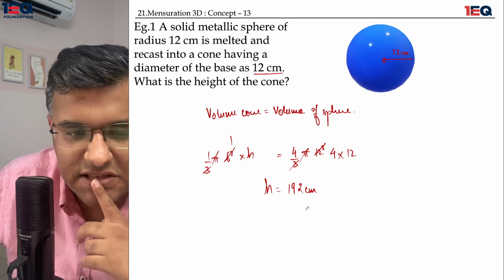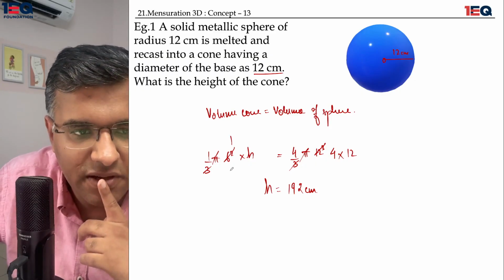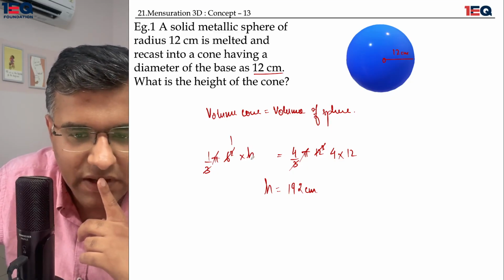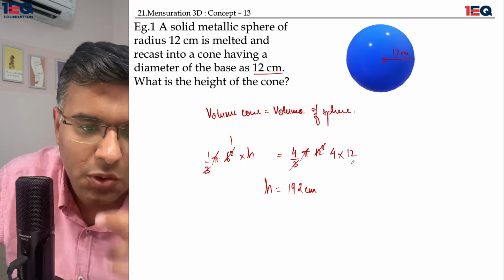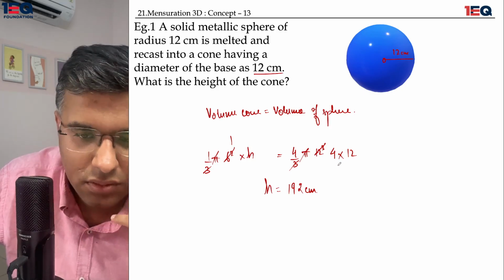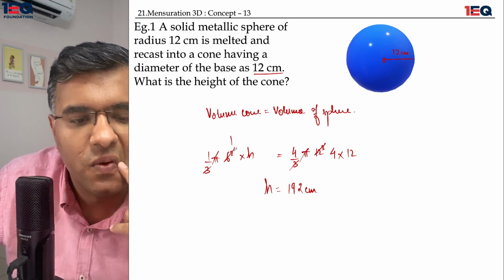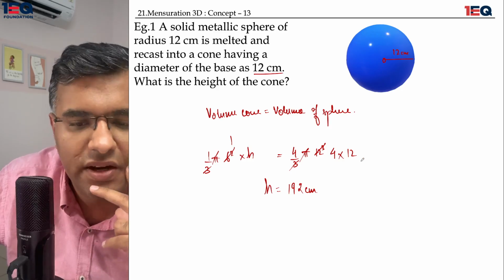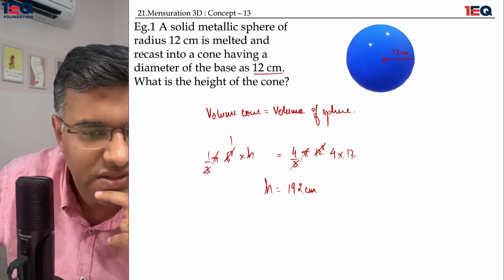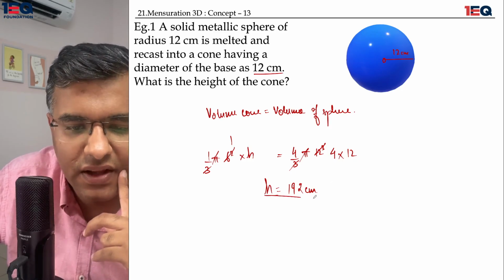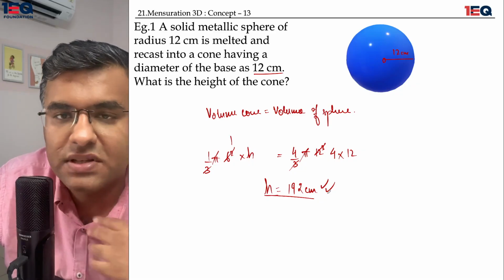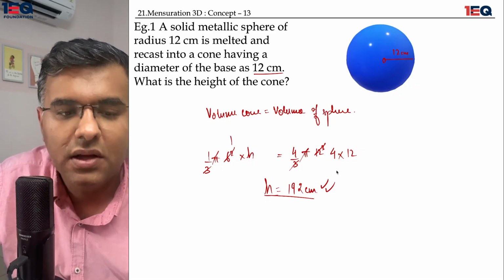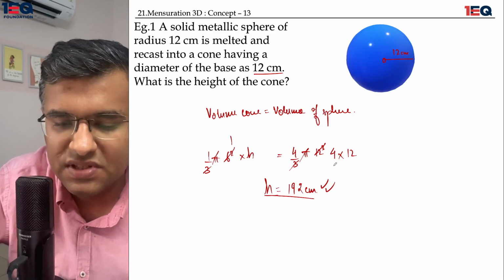Let me still see if we have made a mistake. 1 by 3 pi r square h and 4 by 3 pi r cube. 12 into 12 into 12. Yeah, so 6 2s are 12, we get a 4 out of here. So this is 16 into 12. Yeah, this is fine. So the height comes out to be 192 centimeters. All right, the height comes out to be 192 centimeters.